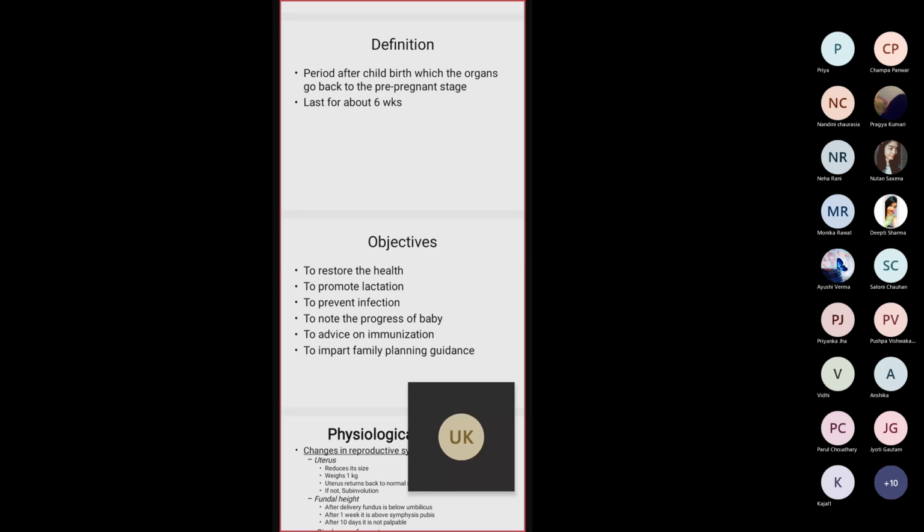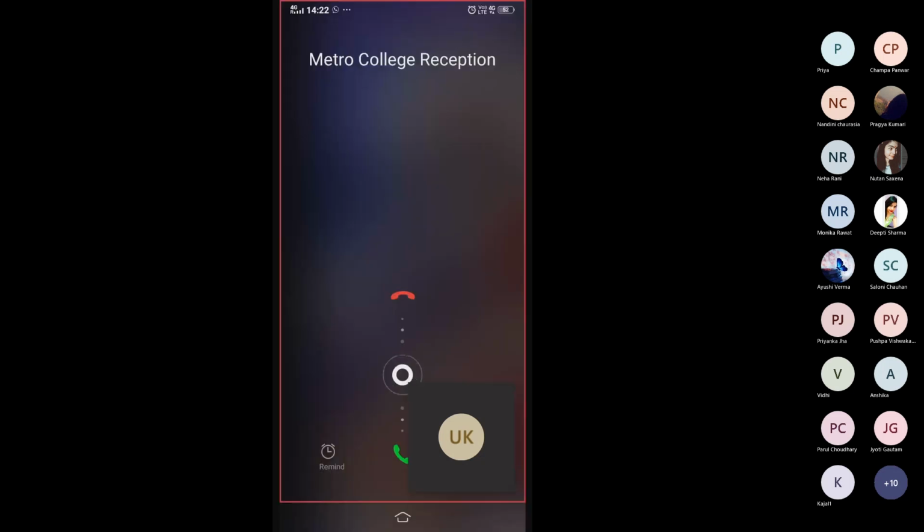Next one, to note the progress of the baby, like whether the baby's weight is increasing or not, and whether normal growth and development is there for the baby. That is our next objective. Next, advising on immunization, especially the baby's immunization. We should sensitize all the mothers regarding the immunization to be done for the baby.